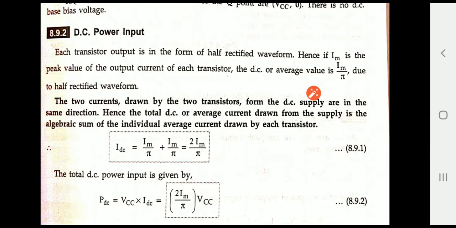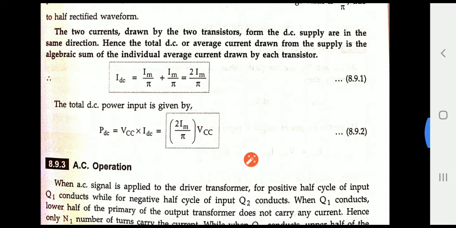So we can write that the total current of the transistors Q1 and Q2 is the algebraic sum of the individual average current of each transistor. Therefore, we can write IDC equals Im by pi plus Im by pi, because for a half wave rectifier the DC average current is Im by pi. If you add these two, you will get 2 Im by pi. So the total DC input power, substituting VCC into IDC, is nothing but 2 Im by pi into VCC. So this is about DC operation.